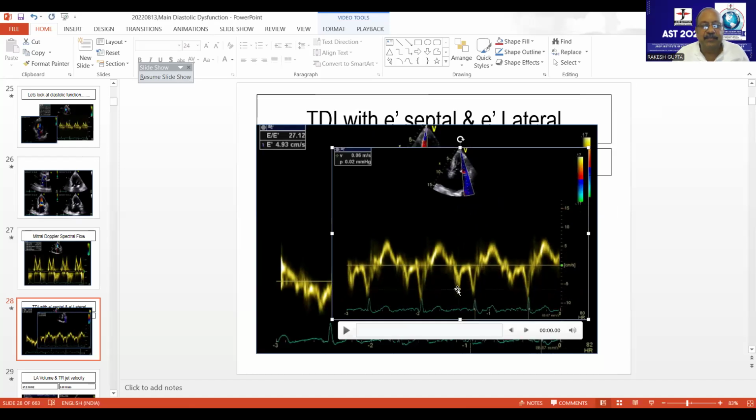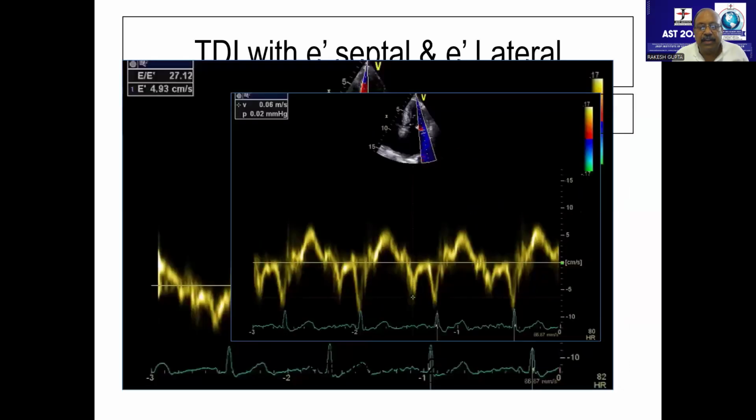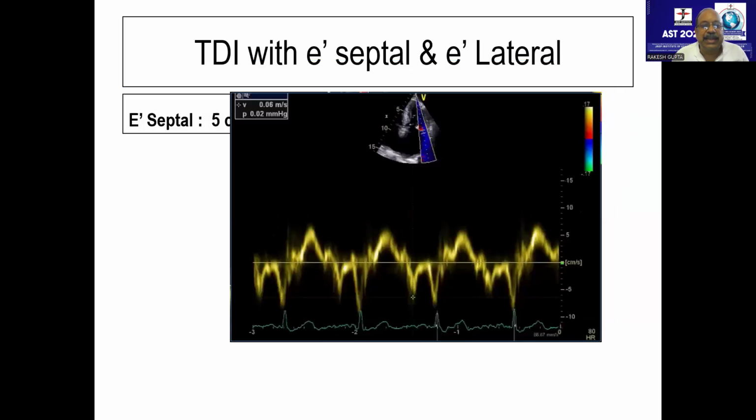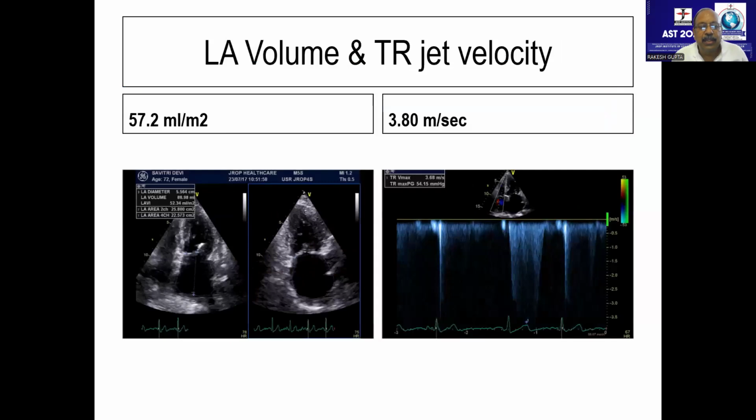So what did we look at? First, we looked at the mitral flow pattern. Second, we looked at the tissue Doppler imaging at the septum and lateral wall. And then finally, we went on to do an LA volume evaluation. How to calculate the LA volume?